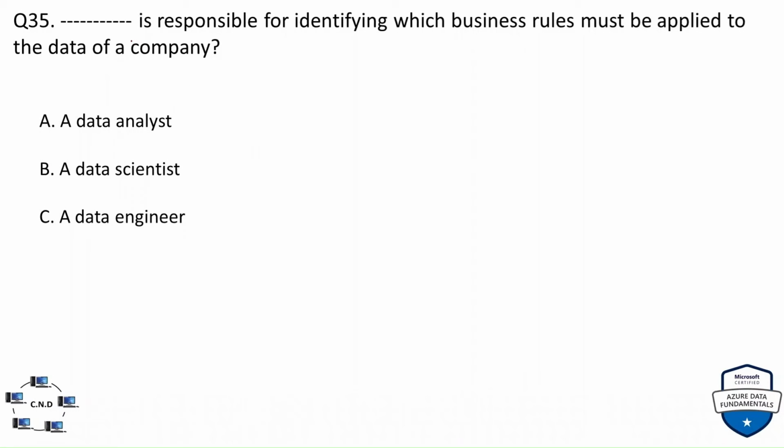Question number 35 is that what is responsible for identifying which business rules must be applied to the data of a company? The options are A, data analyst, B, data scientist, and C, data engineer. And the correct option is data analyst.